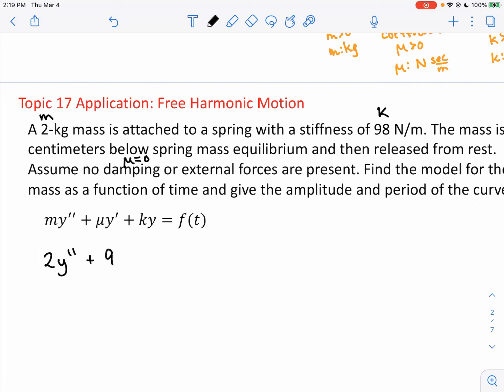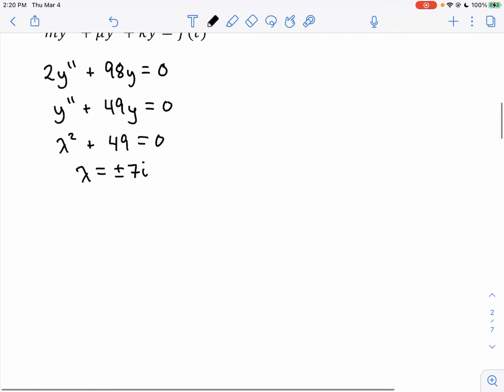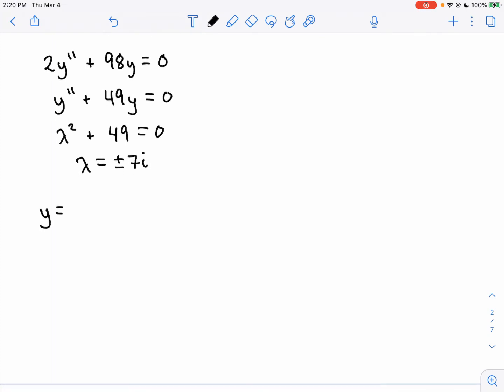So we wind up getting a differential equation that's simply 2y double prime plus 98y is equal to, and then no external force, so f of t is also 0. And this is what we want to solve. It's a simple second order with constant coefficients. I'm going to go ahead and divide everything by 2 to begin. So y double prime plus 49y is equal to 0. Find the characteristic polynomial next. Lambda squared plus 49 is 0, and then solve, and we get lambda is equal to plus or minus 7i. This gives us the general solution of y is equal to some constant times the cosine of 7t plus some constant times the sine of 7t.